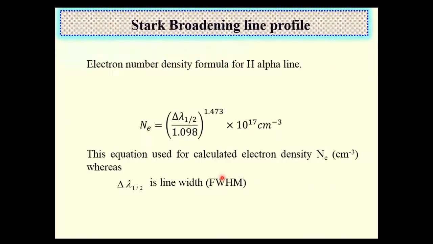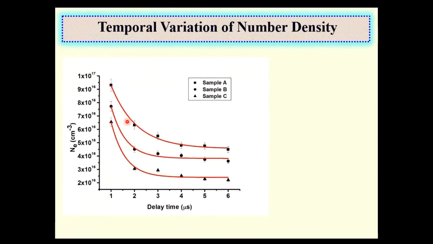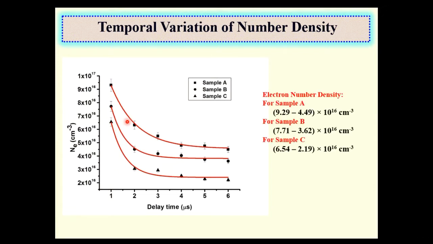We can multiply this. This is another formula for electron number density, a special formula. You can use this formula when you have a hydrogen line. If you have a hydrogen line, you must use this formula for calculating electron number density, because by using the hydrogen line, you can minimize your errors. Temporal variation of number density: this graph shows that for sample A, sample B, and sample C, the number density continuously decreases as the delay increases.